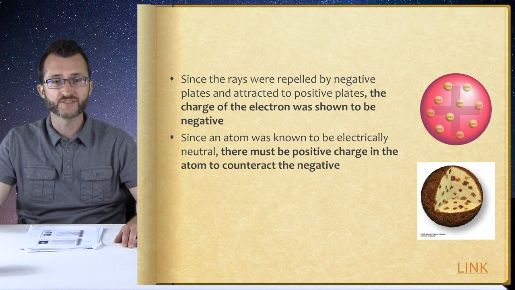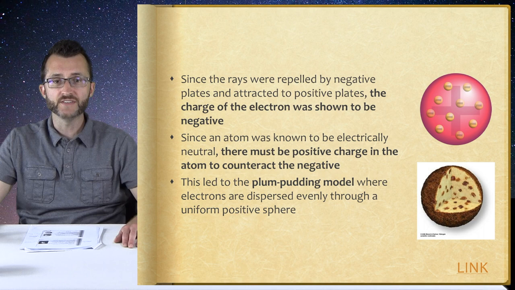Now, to be clear, protons were not discovered yet. We discovered electrons here, and we have to infer by deductive reasoning that there had to be positive to balance out to be neutral. This led to the plum pudding model, Remix! Where electrons are dispersed evenly through a uniform positive sphere.